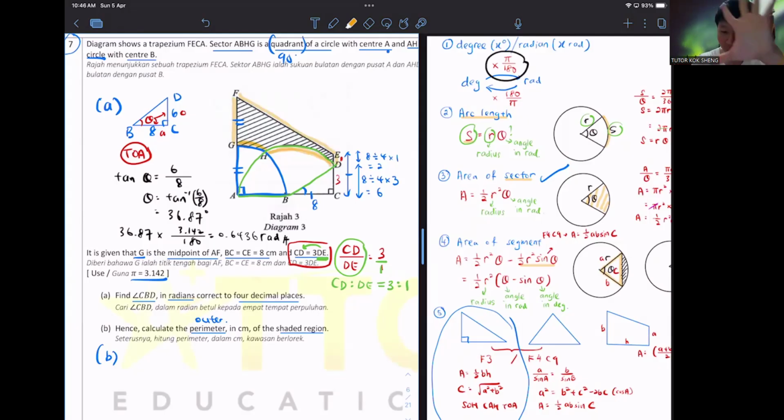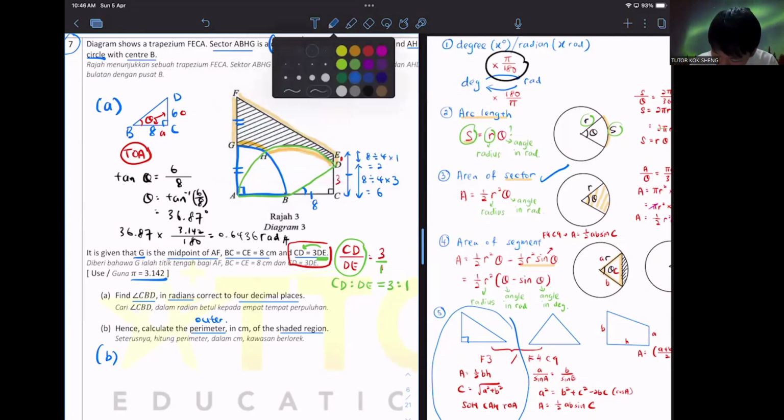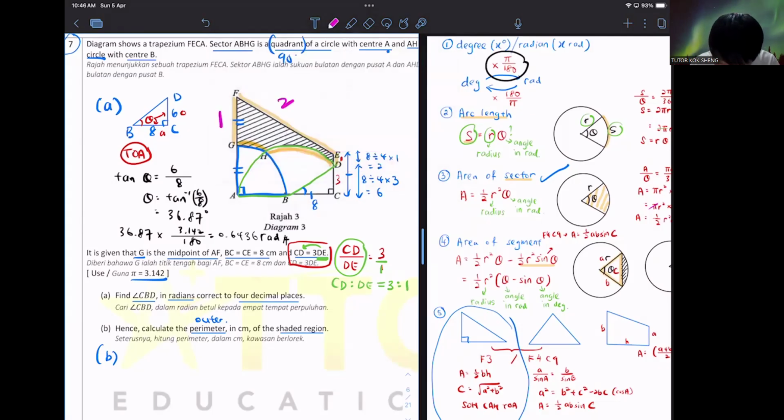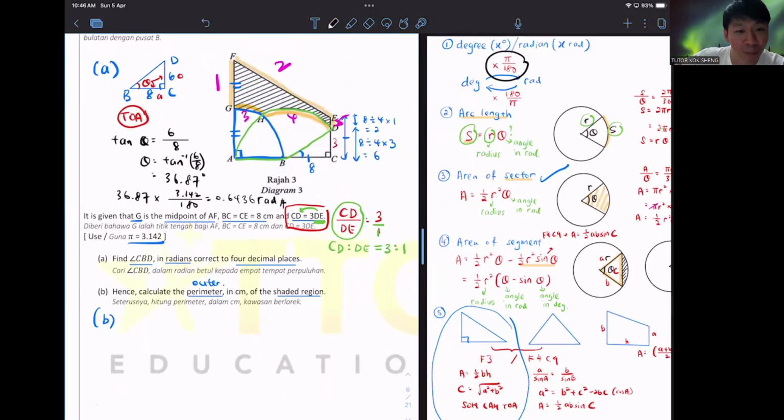So 1, 2, 3, 4, and this part is 5. There are 5 parts here. You have to find all these five parts and add them together. We have DE, of course, from the ratio just now. Right here first, we have DE already: 2 cm. The rest we don't have.